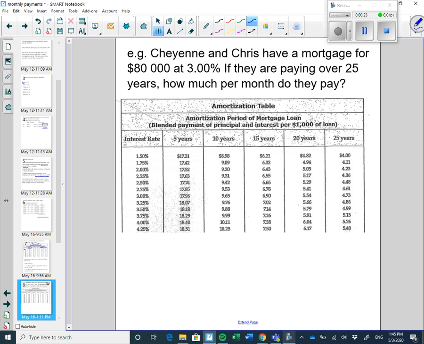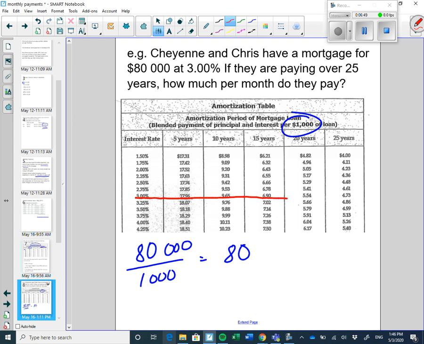So the first thing you do is you take the 80,000, because this is per thousand. The first step is to take the $80,000 and you divide by 1,000, which of course is 80, okay? Because it's per thousand. So you take the mortgage amount, divide by 1,000, step one. Then we have to find our value from the table. So it's 25 years at 3%. There's 3%. And there's 25 years, 4.73.